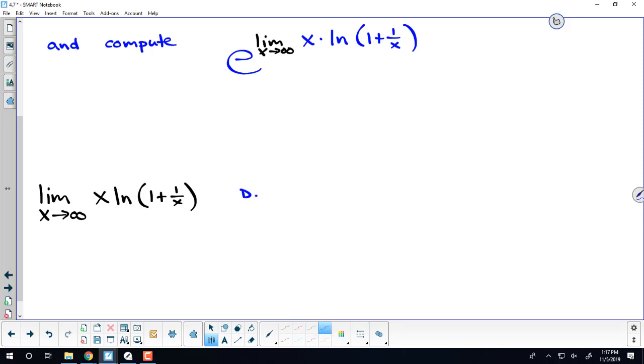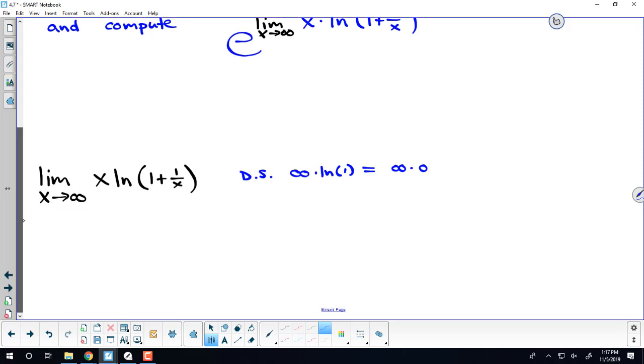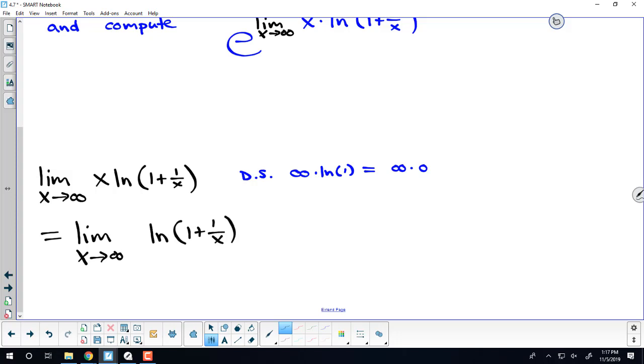As x approaches infinity, we've got infinity times the natural log of 1, which is 0. So there's again our indeterminate product. We want to leave the natural log alone and reciprocate the factor of x here. So just an algebraic step to rewrite our product as a quotient. So we have the ln of that quantity divided by 1 over x.